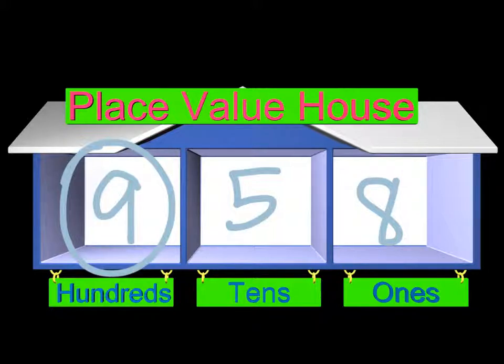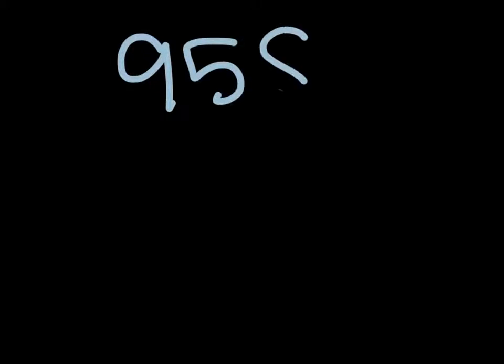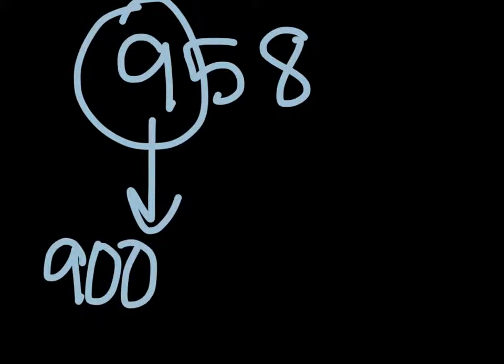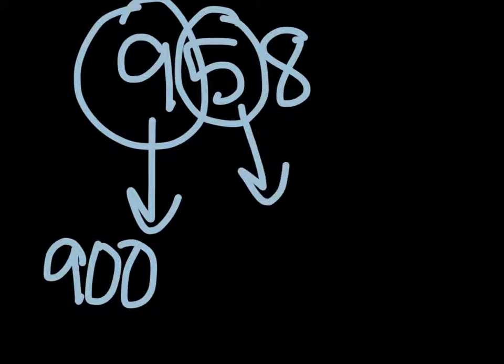When we think about that number 9, that 958, that 9 really is saying that you don't have 9 as in 9 pencils or 9 fingers. You actually have 900. And the same with the 5. We already said that 5 is in the tens place. So what does that 5 really mean? Is it 5 cookies? Well, it would be 5 cookies if it was in the ones place, but it's actually in the tens place. So we would say that 5 equals 50.